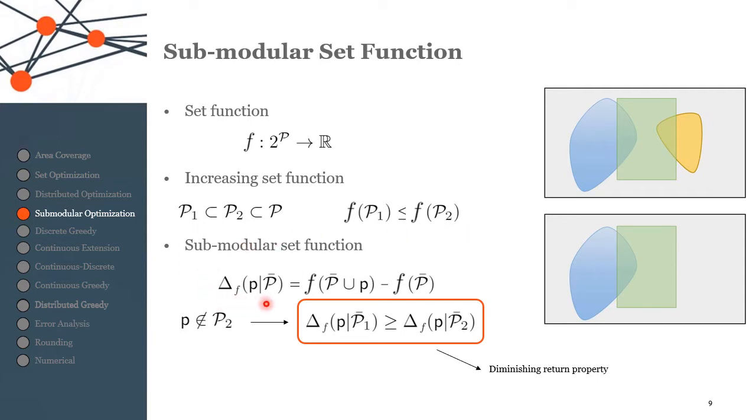So if we define this function delta f of p given p bar, it means that if we have p bar, which is a subset of the ground set, and we add the strategy p to p bar, how much more return we're going to get. So now if we have set P1 and set P2, and P1 is a subset of P2, and also the strategy p is not in P2, meaning P1 is the smaller set than P2, then if we add that strategy p to P1, we're going to get more return than when we add it to set P2.